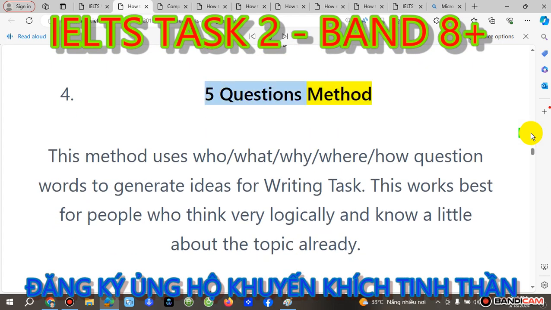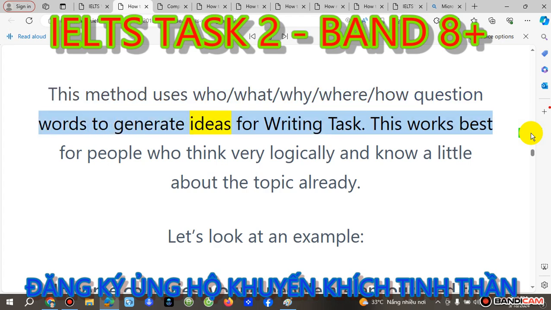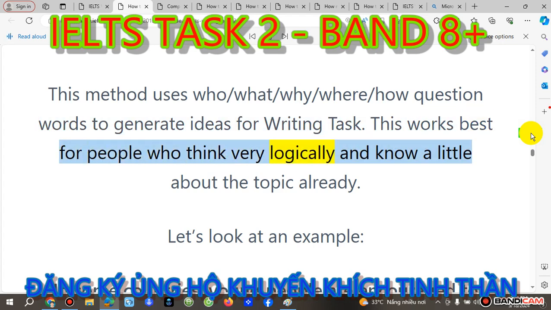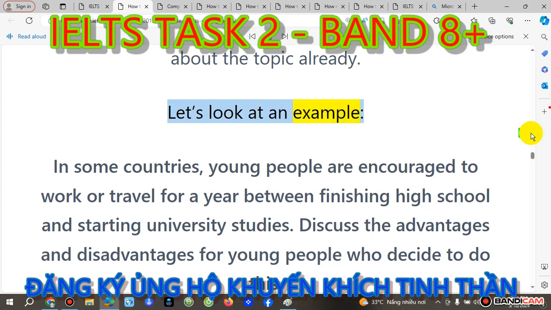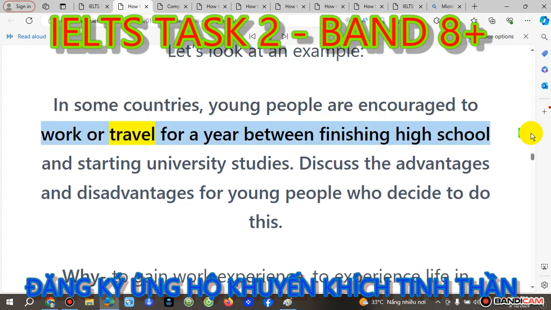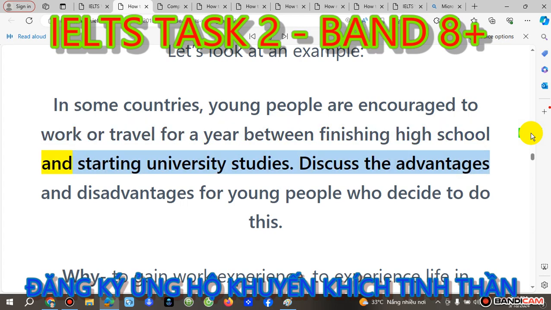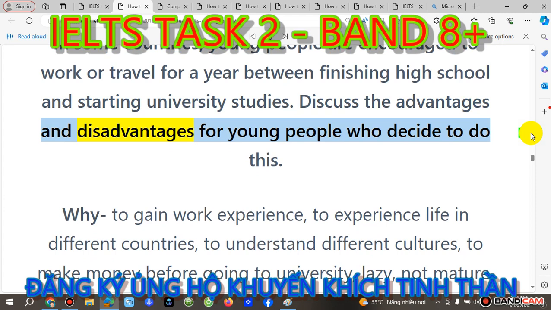5 questions method. This method uses who/what/why/where/how question words to generate ideas for a writing task. This works best for people who think very logically and know a little about the topic already. Let's look at an example. In some countries, young people are encouraged to work or travel for a year between finishing high school and starting university studies. Discuss the advantages and disadvantages for young people who decide to do this.